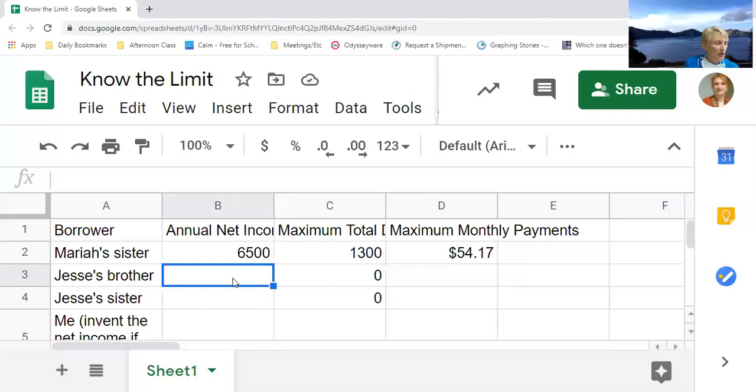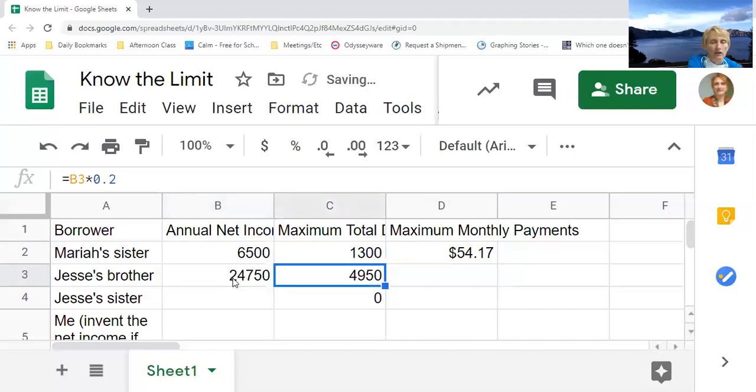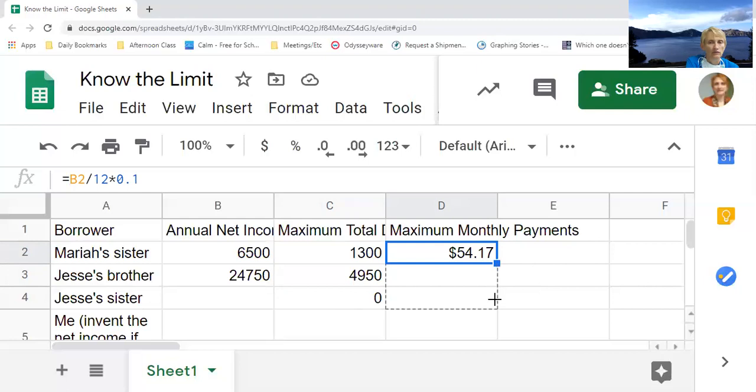So Jesse's brother, it tells us in the book, so I'm getting the basic information from the book, $24,750. Once I put that in there, since I've already dragged that formula down, now I didn't drag down how much his maximum monthly payments could be. So I'll drag that down.